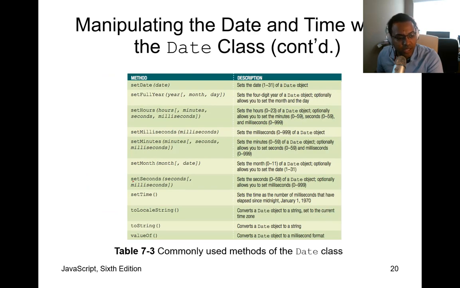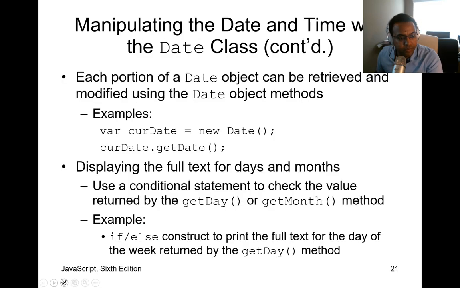Here are some more date class methods that allow you to set specific objects of the date that you have saved. Each portion of a date object can be retrieved and modified using the date object method. So for instance, if I said new date and I saved it into curDate, I can then get that date from curDate using the getDate property.